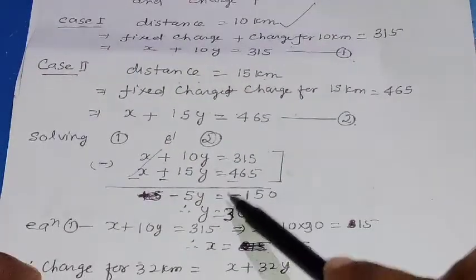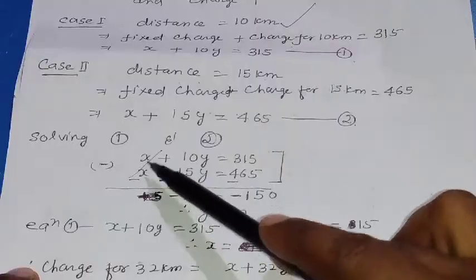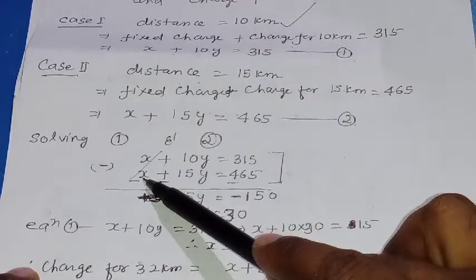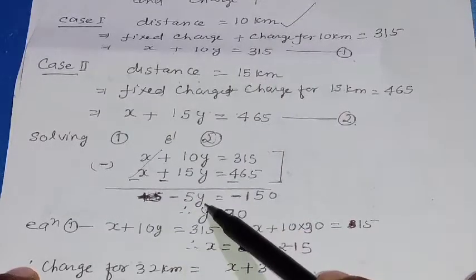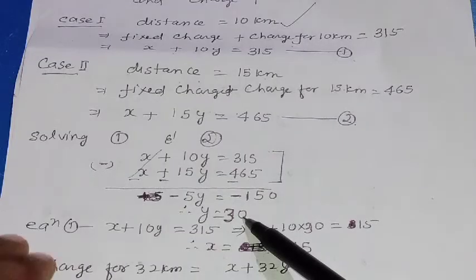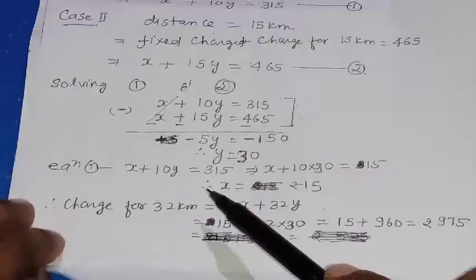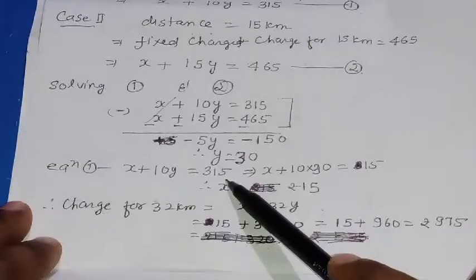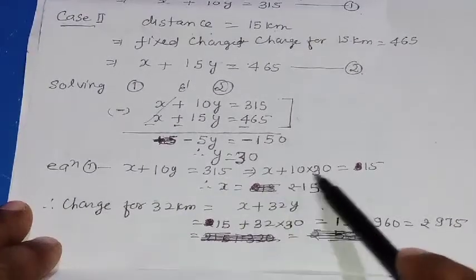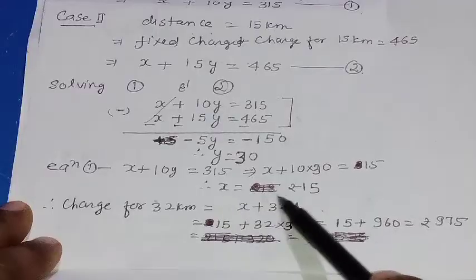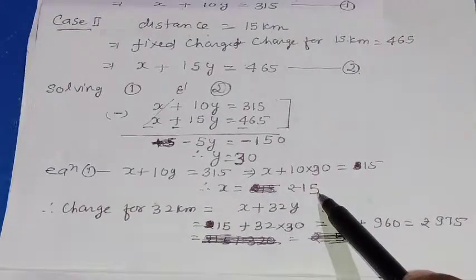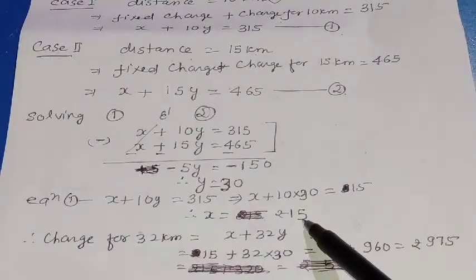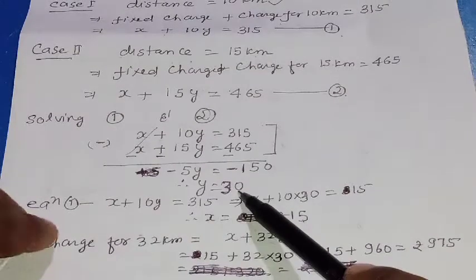When we solve these two equations, it is very easy because x and x have the same coefficient. So subtraction is done and you get y is equal to 30. This is the charge per kilometer. And this y is equal to 30 we will put in the first equation, that is x plus 10y is equal to 315. After calculation, you will get x is equal to 15. So the fixed charge is rupees 15 and the charge per kilometer is 30.